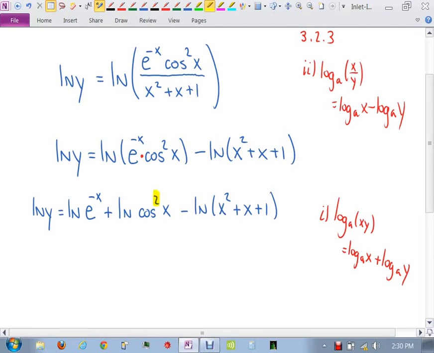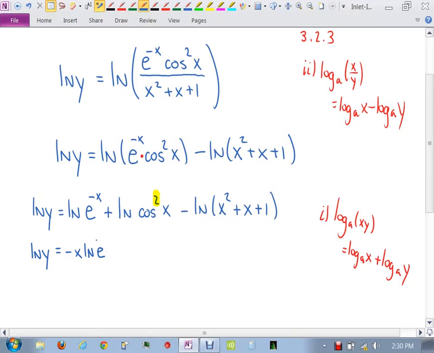Absolutely. The 2 here is really squaring the cosine, isn't it? So that's like a power on the cosine that can be pulled out in front. There's also something I can do in that first one, natural log of e to the negative x. I can bring the negative x out in front of that, right? I have natural log y equals, it's just going to be equal to negative x. Because natural log and e are inverse functions, they'll kill each other off.